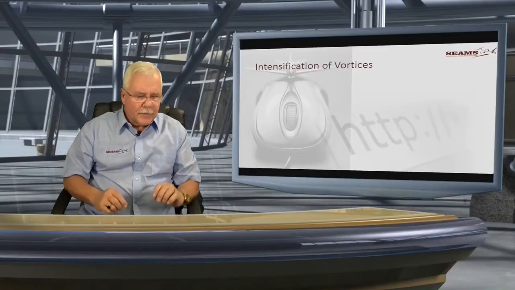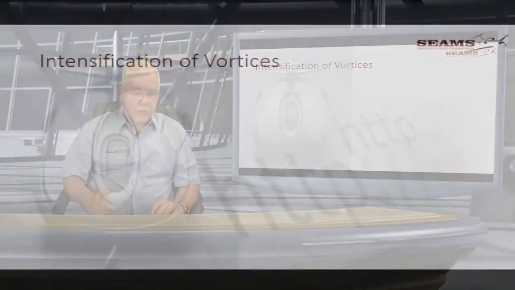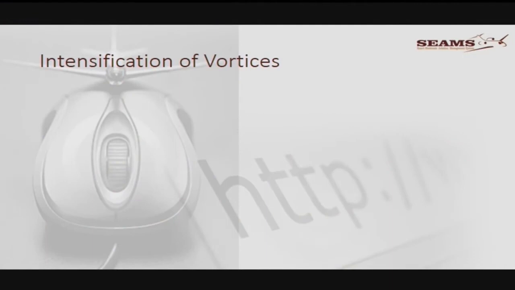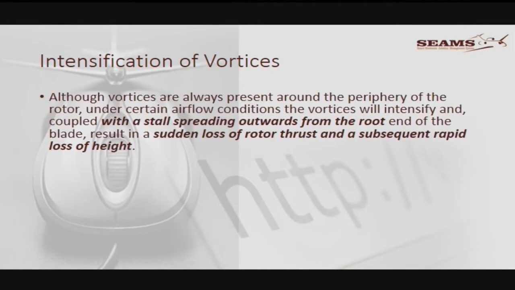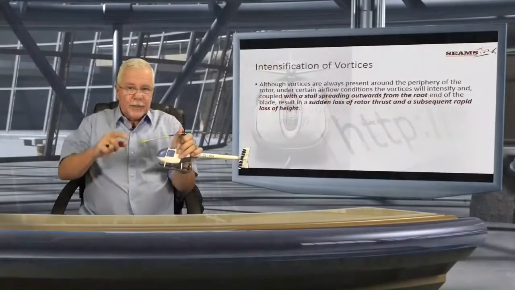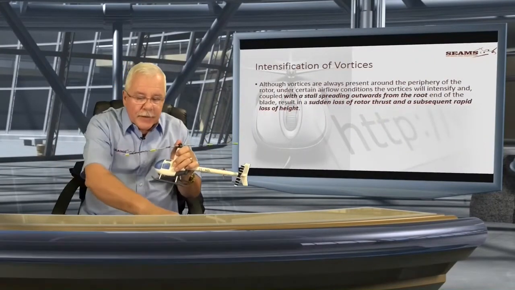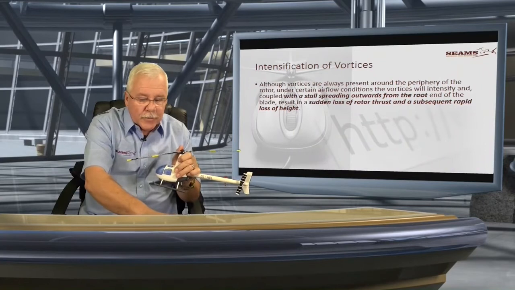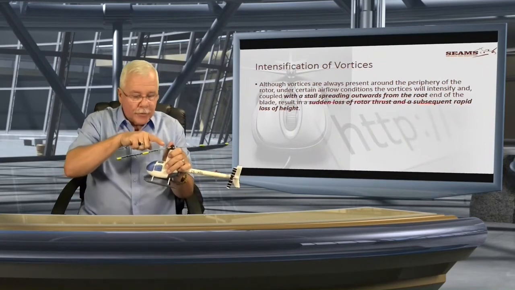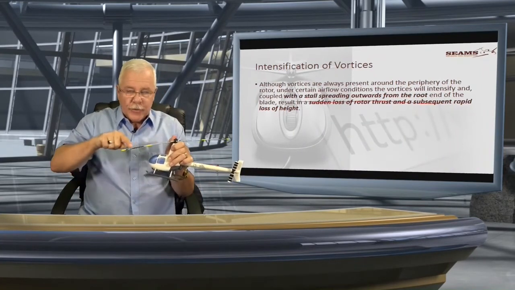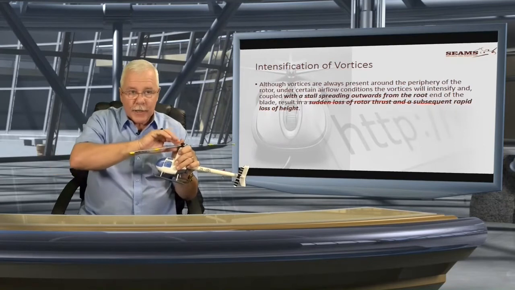But let's have a look at the intensification of the vortices. And the first one that I have there, I say, although the vortices are always present, I mean, that's true, it's always around the periphery. And when I'm talking about the periphery, there's always a recirculation taking place. Under certain airflow conditions, the vortex will stall, spreading out from the root to the tip. Okay, outwards, in other words.